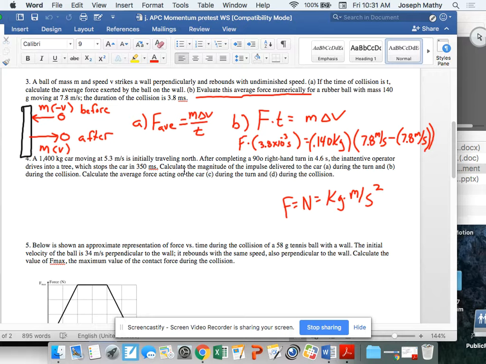So let's calculate it out and see what it comes up to. Take 0.140 times 7.8 minus 7.8. Sorry, I got an incredibly large number that I don't think makes much sense. 7.8 minus 7.8. There.